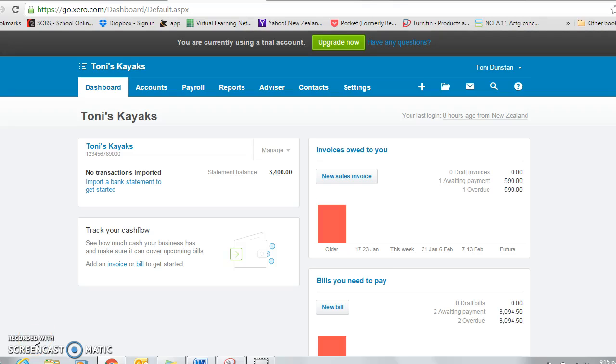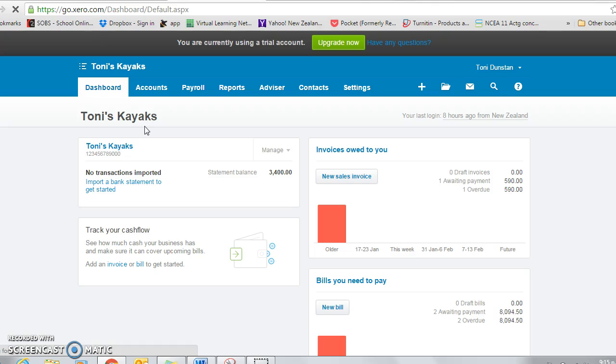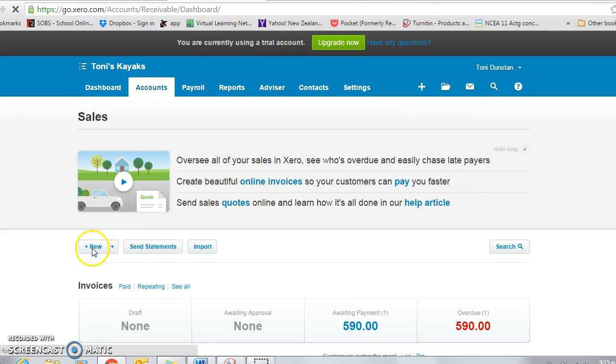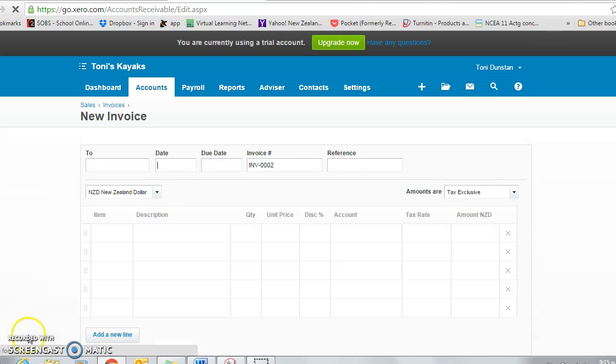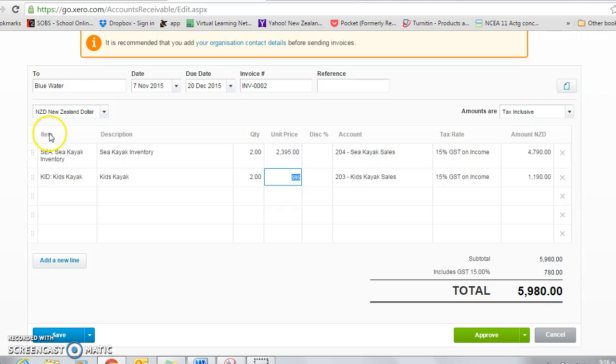Selling inventory on credit. There are two ways to get to this. If you're on the dashboard, you can come to invoices owed to you and create a new sales invoice, or go to accounts, sales, and add new. I'm using the COGS example. I'll fill it in and then go through it.